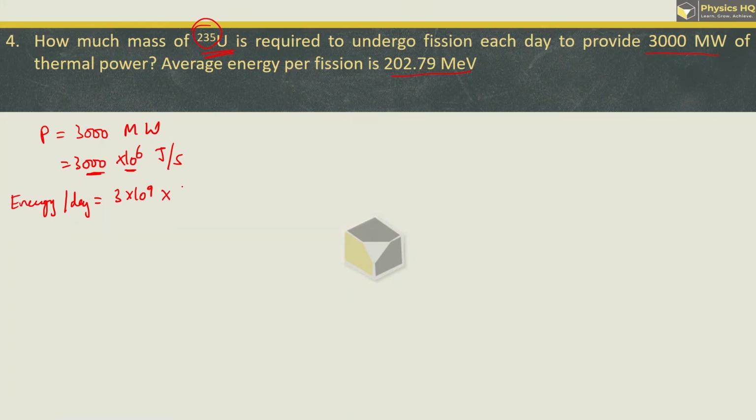So within a day we got 86400 seconds. सो इससे हम मल्टीप्लाई करेंगे तो पूरे दिन भर का एनर्जी कैलकुलेट हो जाता है. With this, it will come out to be 2.592 into 10 raised to 14 joules each day.